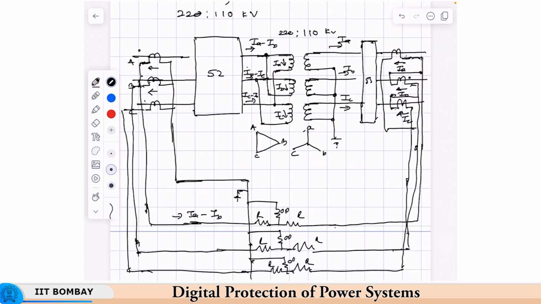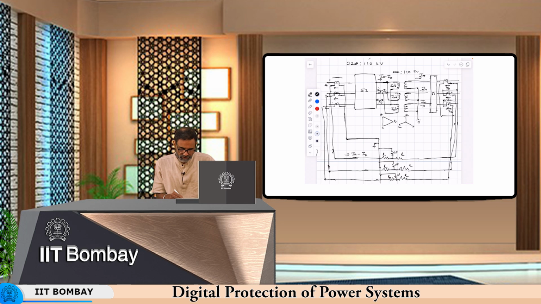Since these CTs are in star, they will carry the same current with the polarity as shown, because this is flowing like this. Here in these CTs, this will flow in the opposite direction. So, these will then flow in the restraint windings also. Now, to get IA minus IB here also, we will have to connect these CTs in delta.